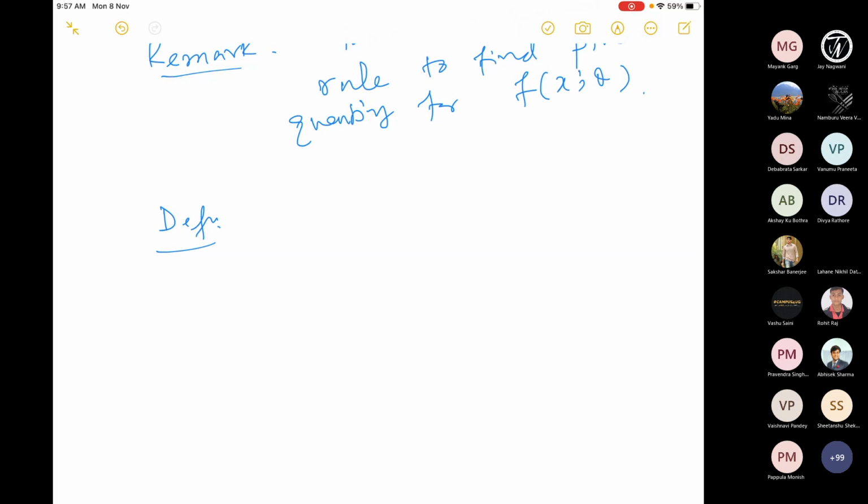This is the definition. So the definition is let G R toward be a PDF. Okay, guys, just give me a minute. Somebody's knocking.